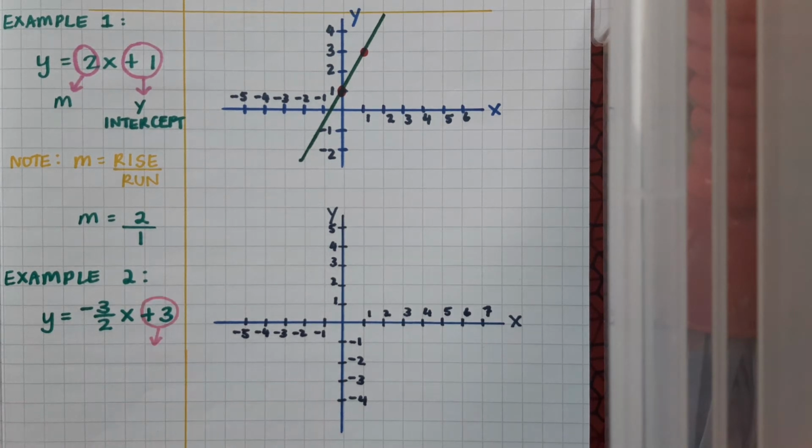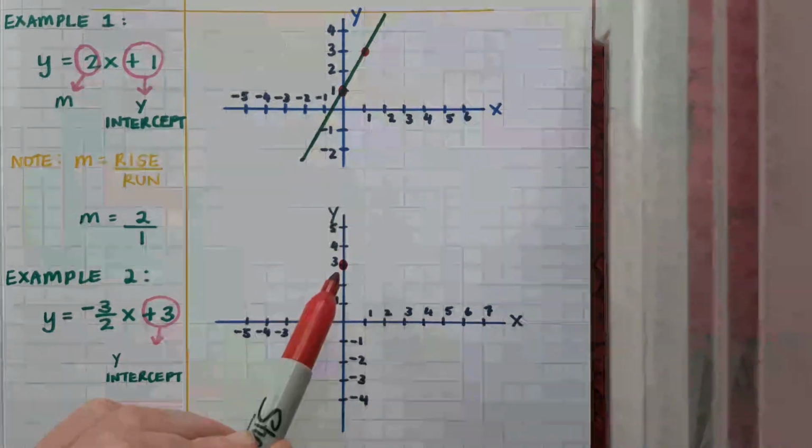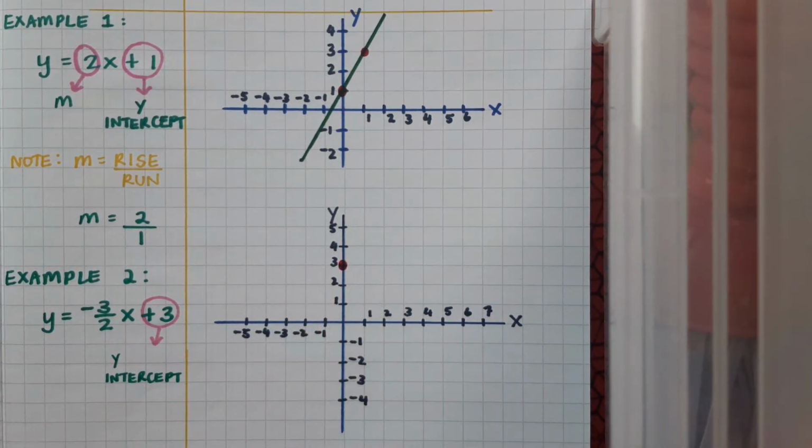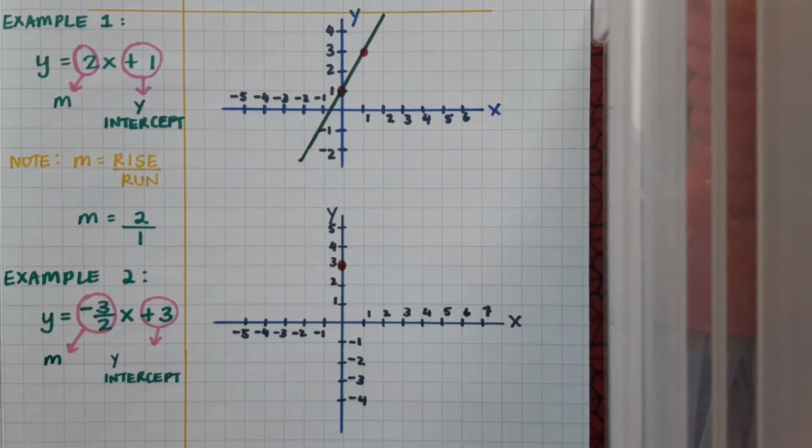And the first thing that I'll notice is that plus 3 at the end, the constant by itself, is the y-intercept. So that means this is where the line goes through the y-axis, and I'll mark that point. Here it is on 3 on the y-axis. And then I again go back to my equation of my line, and this time note my slope. Again, the slope is always the coefficient of x.